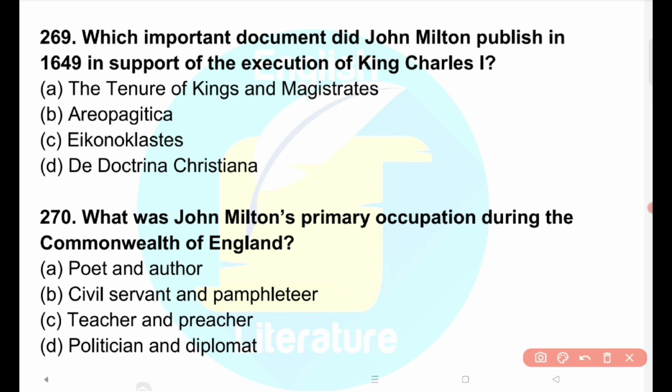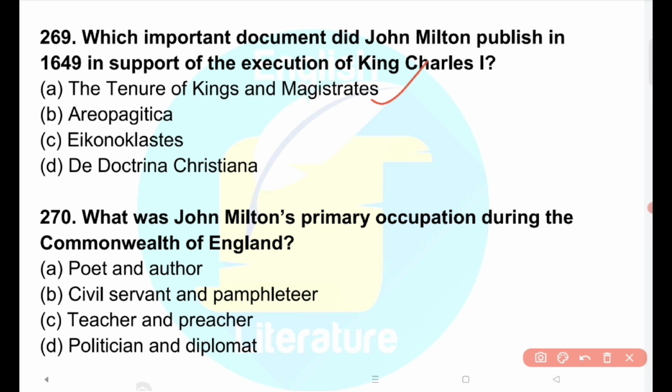Which important document did John Milton publish in 1649 in support of the execution of King Charles I? Option A, The Tenure of Kings and Magistrates. Published in 1649, this work defended the execution of King Charles I. Milton argued that kings should be accountable to the people and could be removed. It was a major political pamphlet supporting the Commonwealth of England.